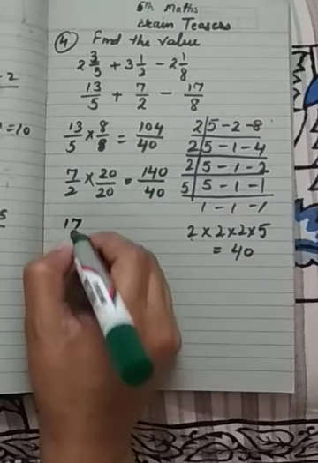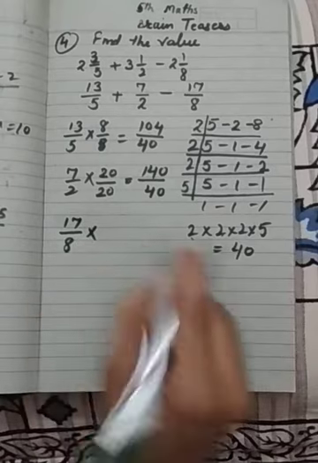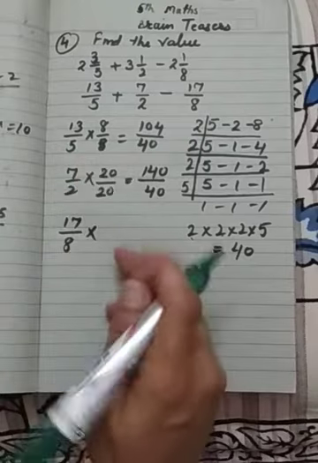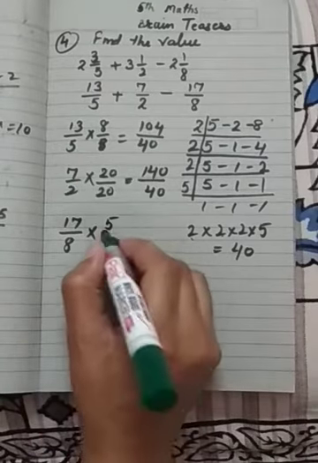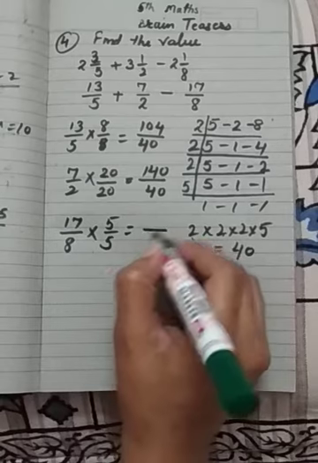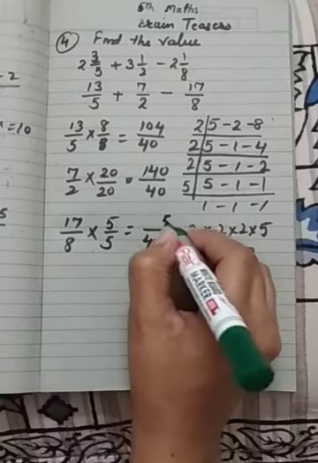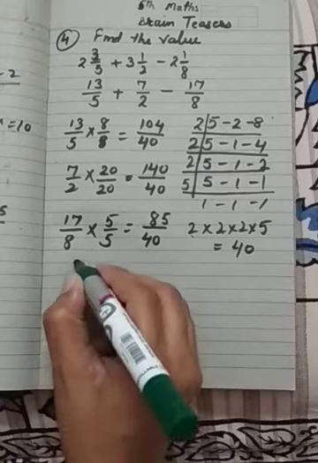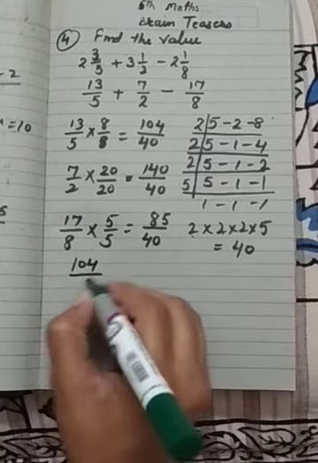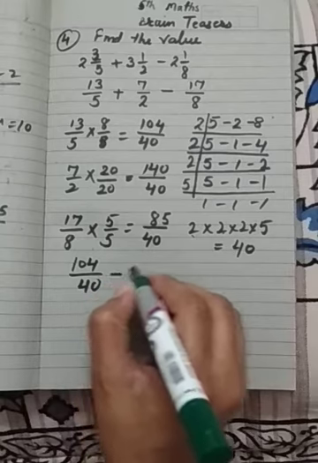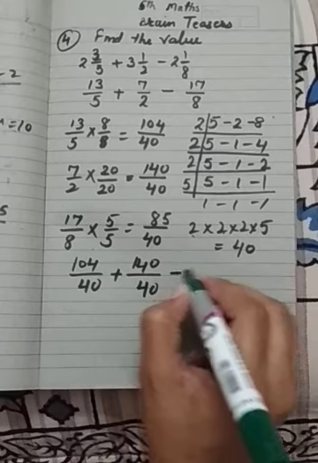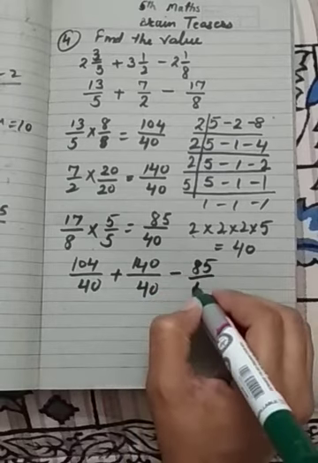Now 17 by 8. 2 2s are 4, 4 2s are 8. 8 multiplied with 5, from here we can also check. When we multiply 8 with 5, then 40. 17 multiplied with 5 is 85. Now simply solve this. 104 by 40 plus 140 by 40 minus 85 by 40.